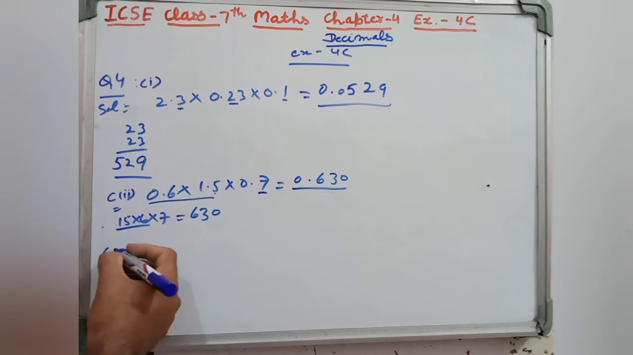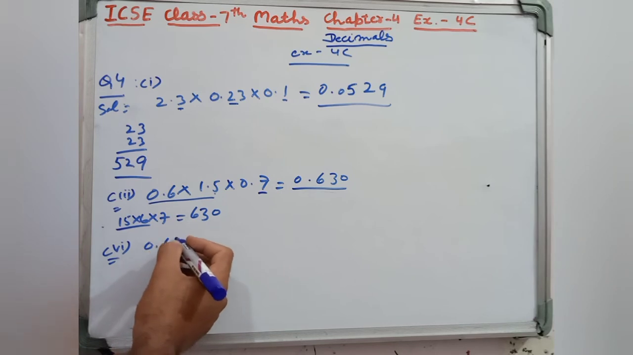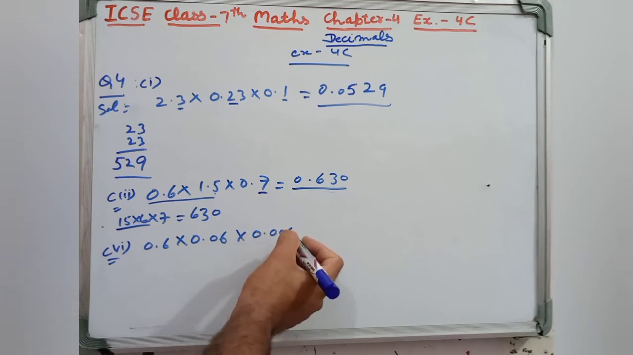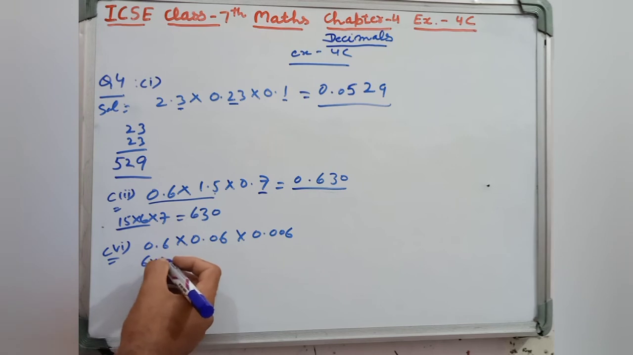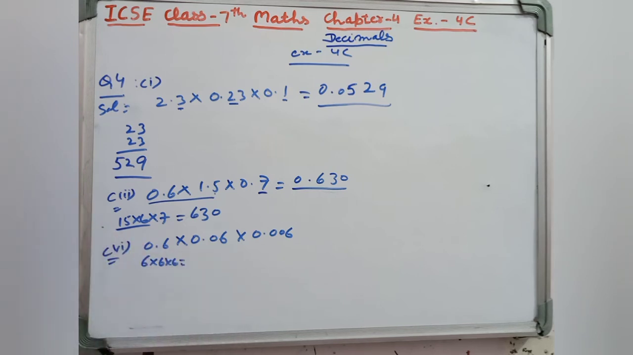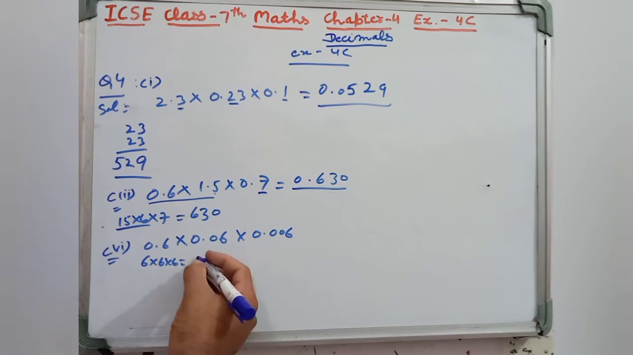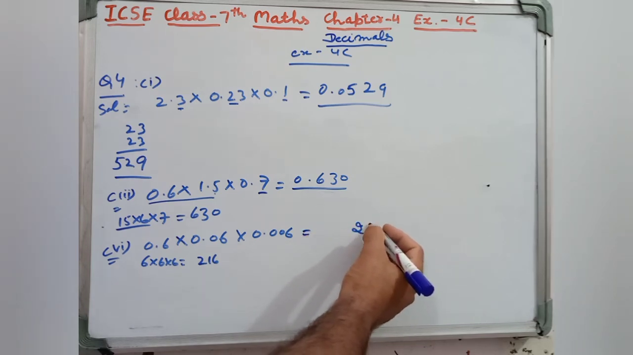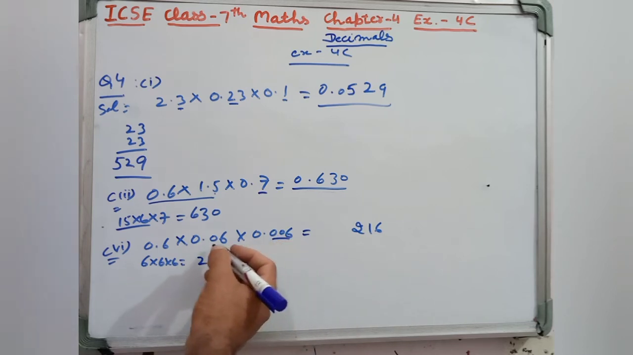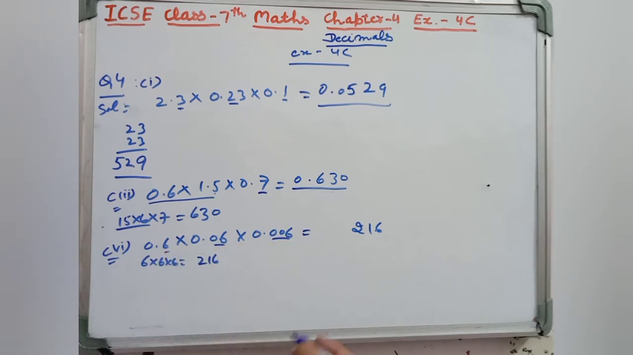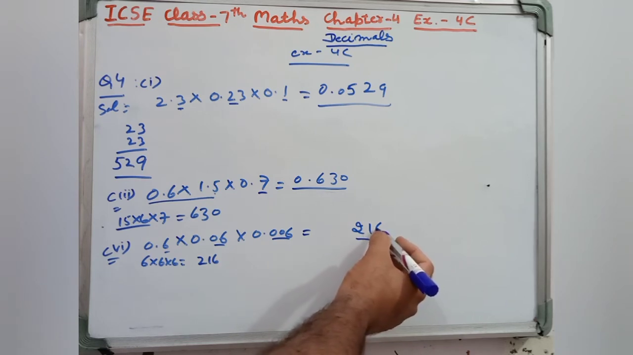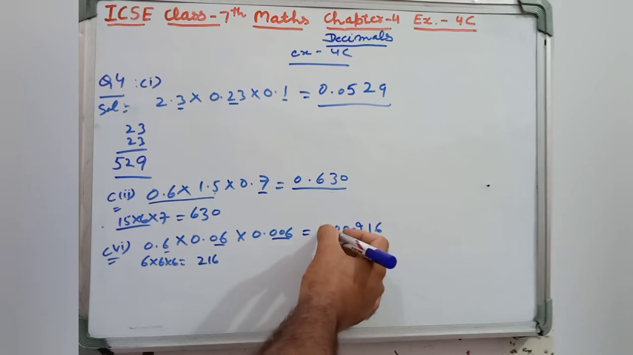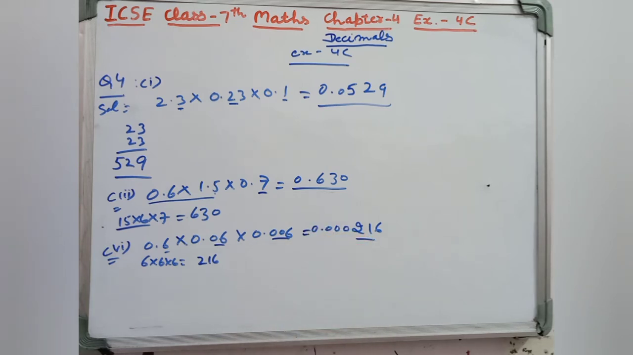Now if you want to do part 6, 0.6 multiplied by 0.06 multiplied by 0.006. So no need to panic, do it. 6 multiplied by 6 multiplied by 6: 6 times 6 is 36, 36 times 6 is 216, right? So 216 is our answer. Now we have to put decimal places: 3 plus 2, 5, plus 1, 6 decimal places. But we have only 3 digits, we will make them 6 by putting 3 zeros. Now they are 6 digits: 1, 2, 3, 4, 5, 6. Put the decimal here and 0. So this is our answer.